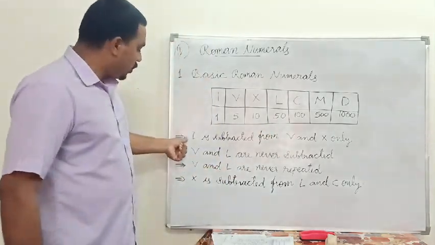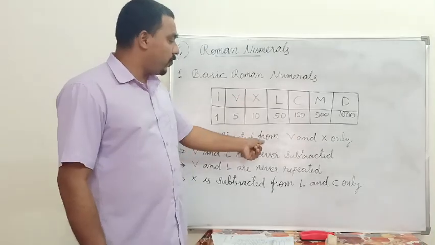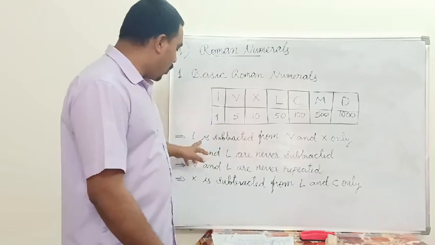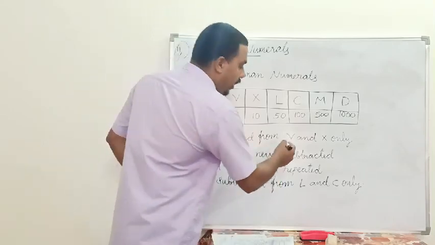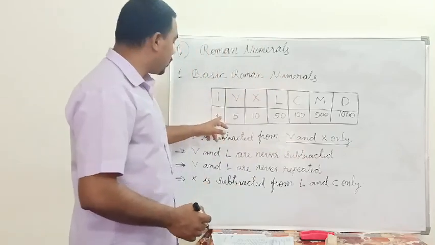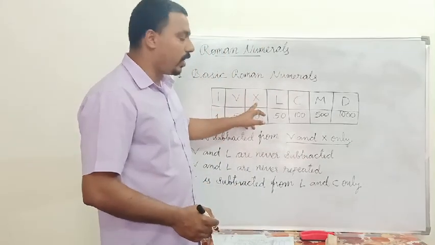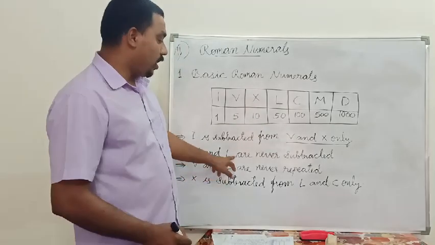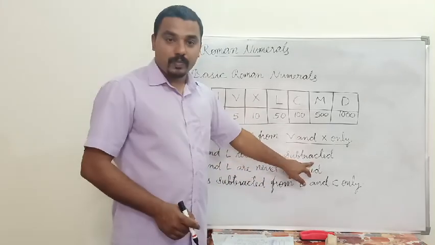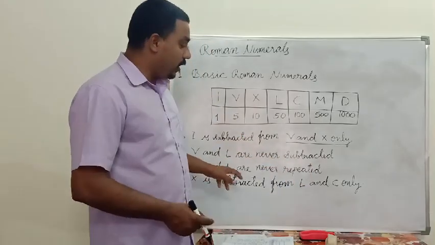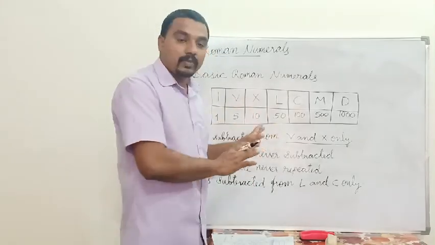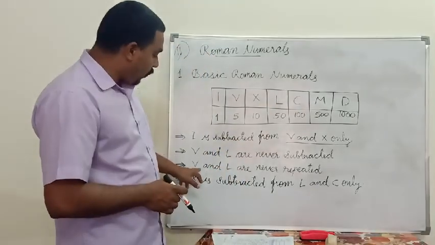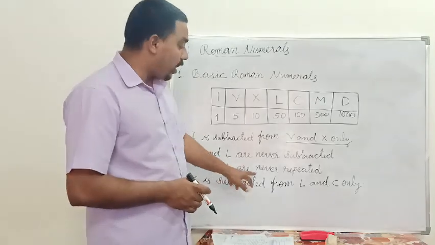The first one: 1 is subtracted from 5 and 10 only. Remember that 1 is subtracted from 5 and 10 only. The next one: 5 and 50 are never subtracted from any of these basic numerals. Then the third one: 5 and 50 are never repeated.